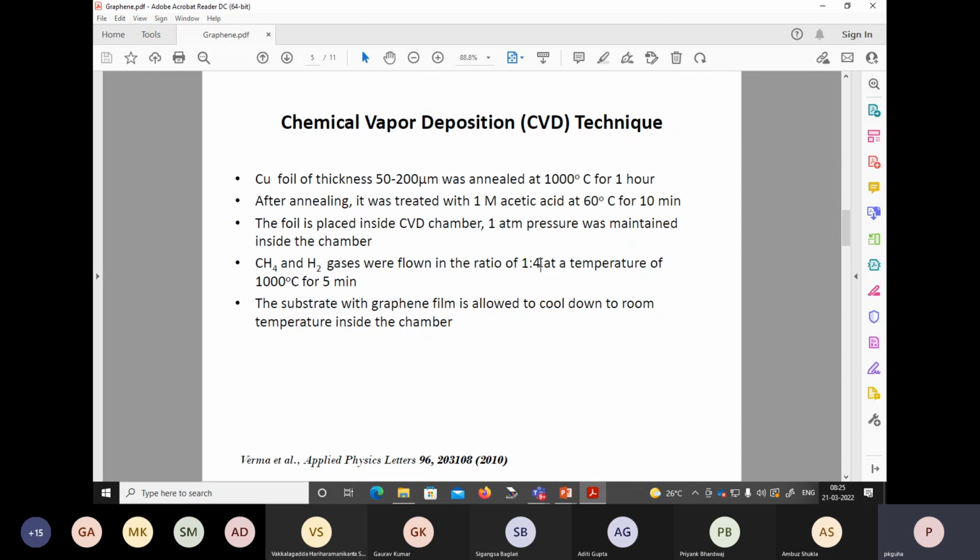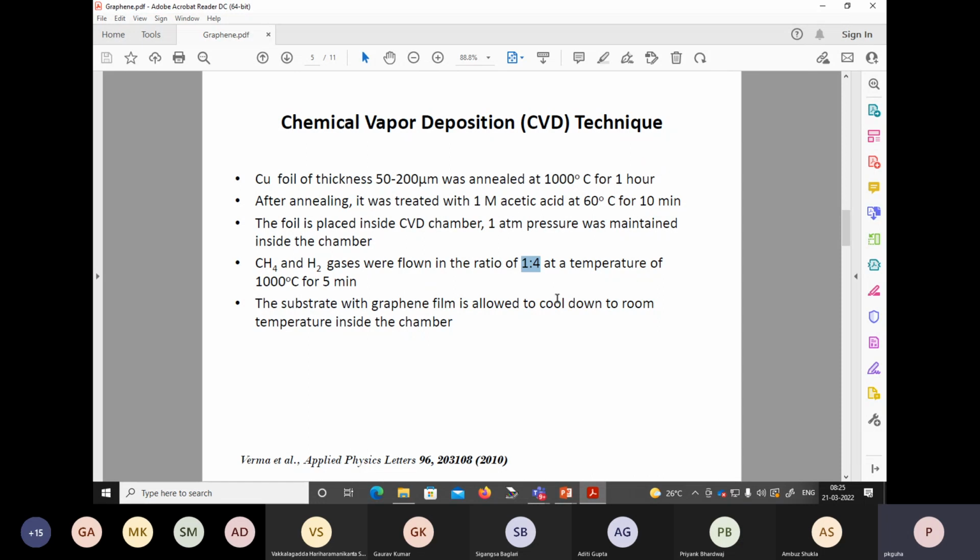Okay, the foil is placed inside a CVD chamber, that is, chemical vapor deposition chamber. You remember the CVD chamber was basically a chamber where you have a heater, and different gases which you can pass through it. And you can of course maintain pressure and all that. In this particular case of making graphene, you have to use methane, CH4, and H2 gas flowed inside in the ratio of 1:4 at a temperature of 1000 degrees centigrade for around 5 to 10 minutes.